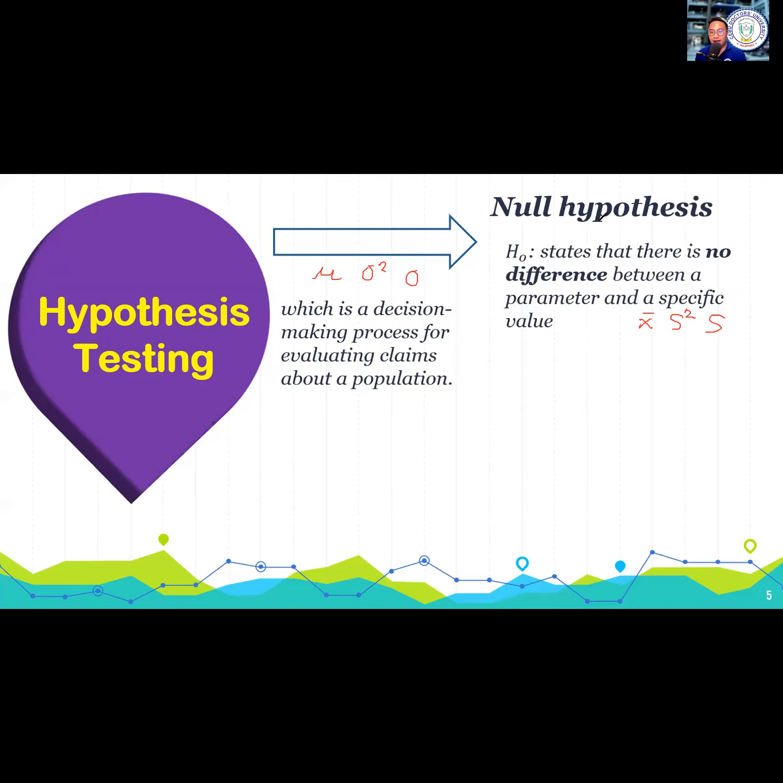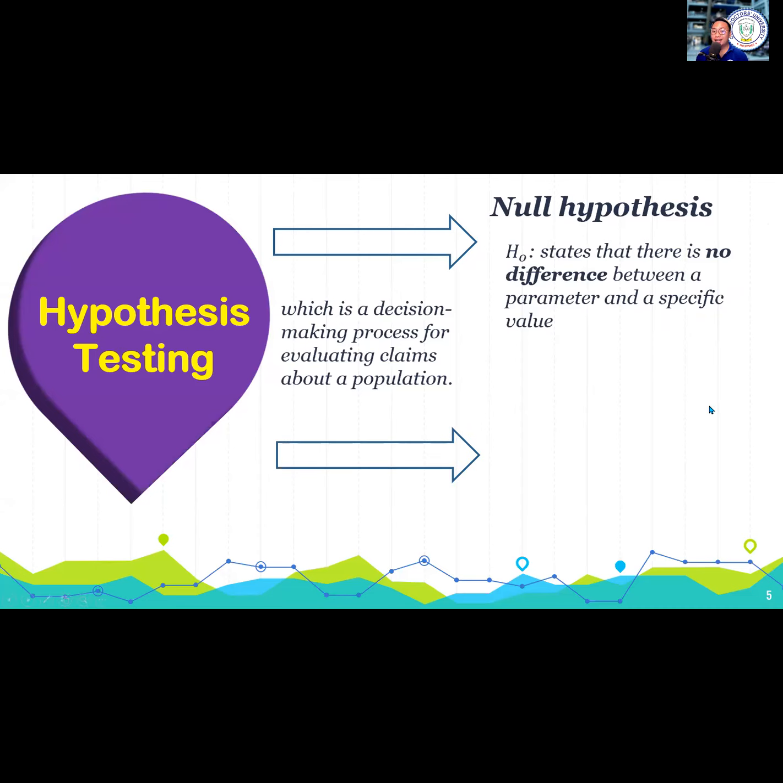Let me clear and delete all drawings I did, okay? So here, again, when we say the null hypothesis, we can say that there is no difference between the population parameter and the sample statistic. We call them statistic without S. That's the null hypothesis. And that's how you state it.